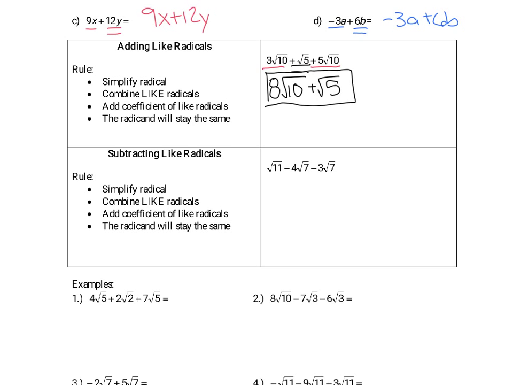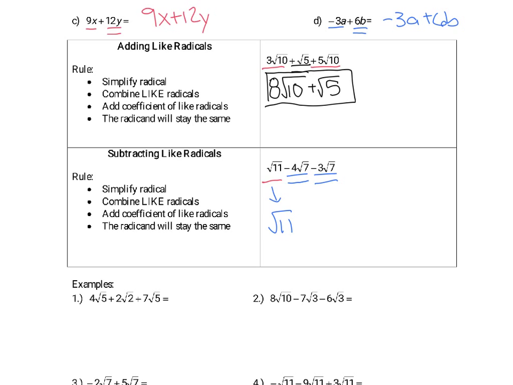So in this example, I got square root of 11. Does anything else have a square root of 11? No. So moving on. This negative 4 square root of 7 does combine with the negative 3 square root of 7. So I'm not going to forget about this square root of 11 that I didn't deal with, so I'm going to bring it down.